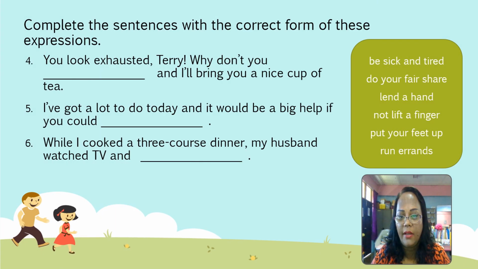Okay, I'll give you a minute again. Okay, we have tried some of it. So look at the other options. So what do you need to change? There are clues in the sentences to help you. For example, number 4, the word exhausted gives you an idea. And number 5, I've got a lot to do today. Okay. And number 6, while I cook, my husband did what? Think you got the idea?